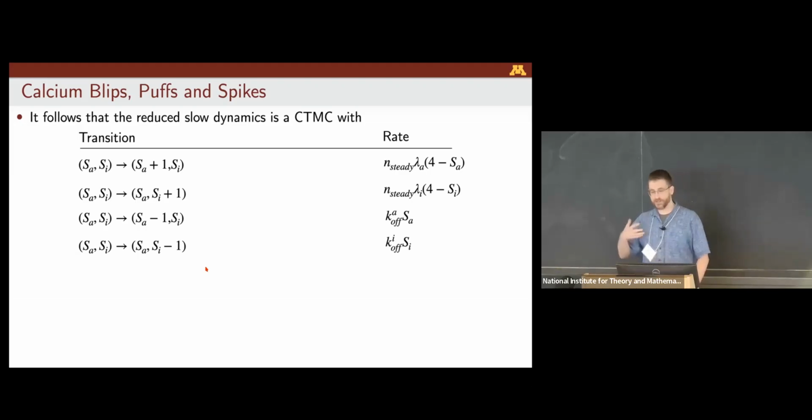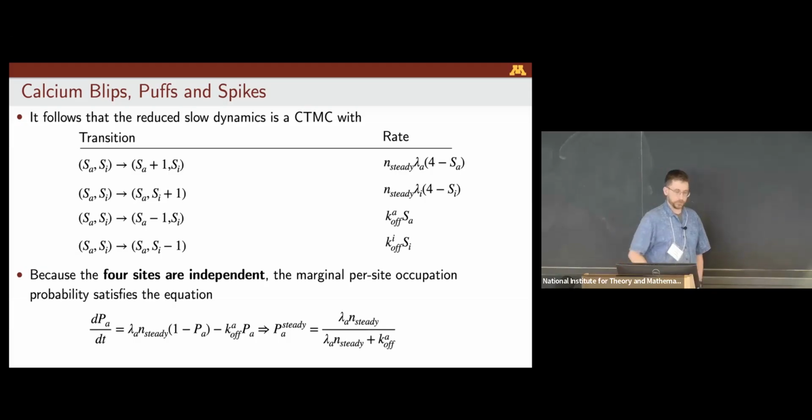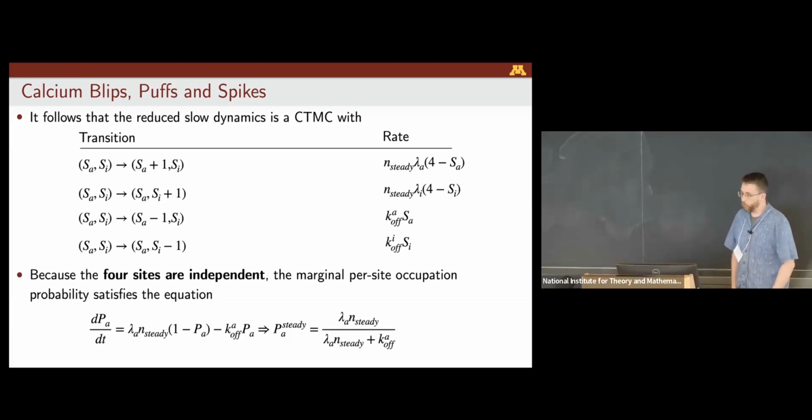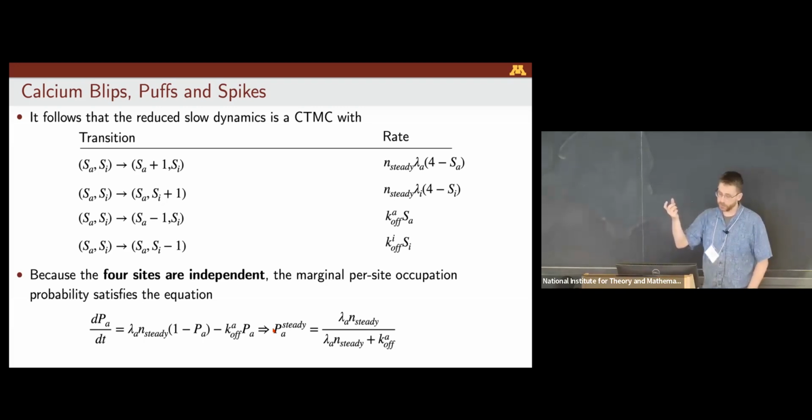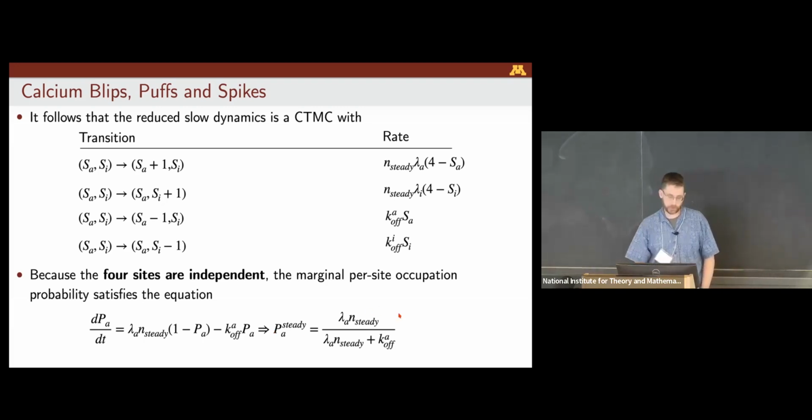But if I think about this even a little bit more, I'm going to assume that these sites are actually independent of one another. So I have this continuous time Markov chain, but now I assume the sites are independent. And I can look at how the probability evolves in time, and at the probability that a particle is bound to a single activated site at steady state. And this looks like this Michaelis-Menten form that I believe we're all familiar with.